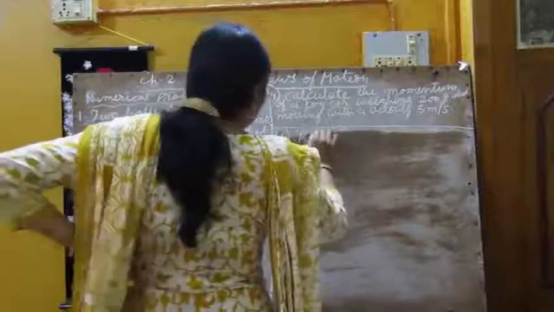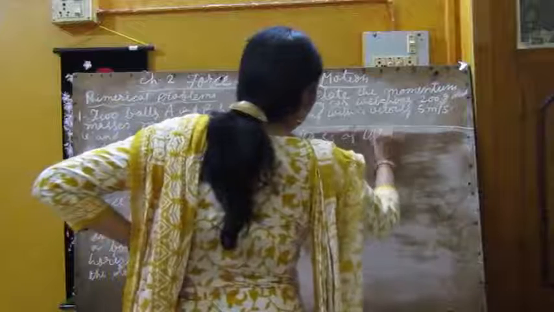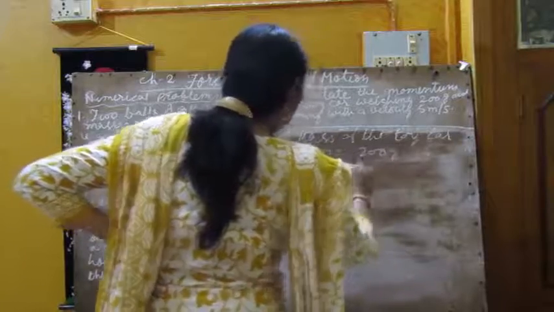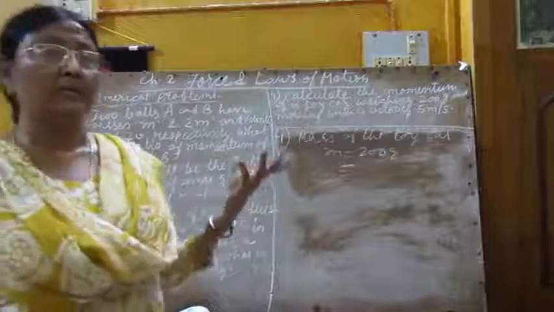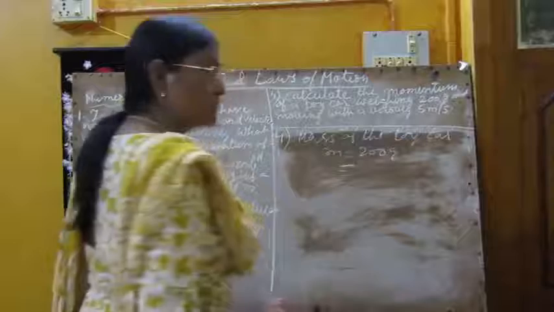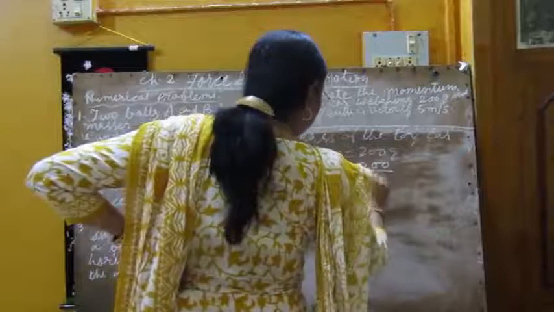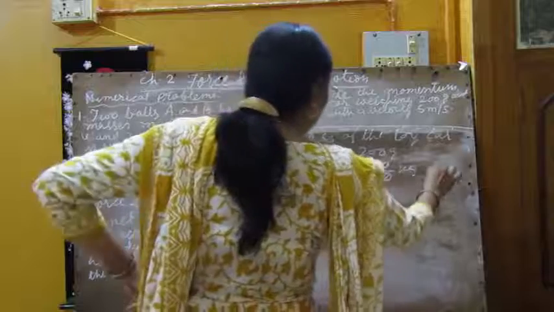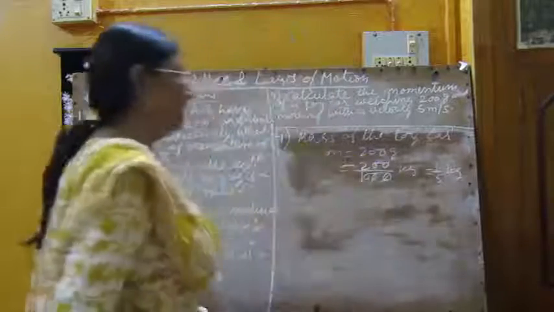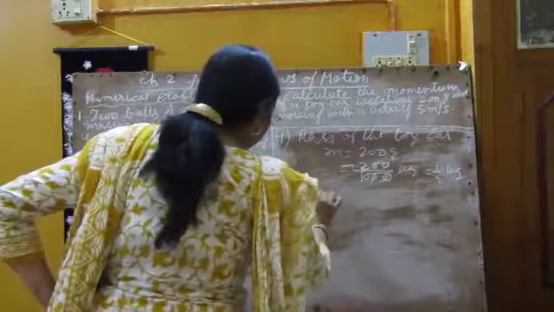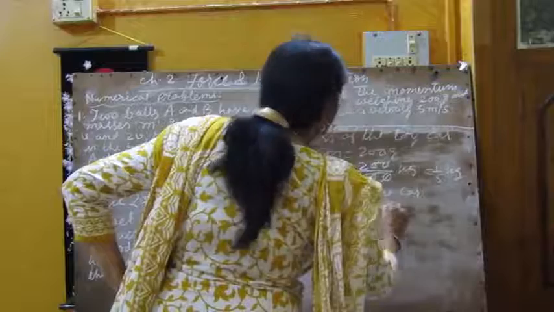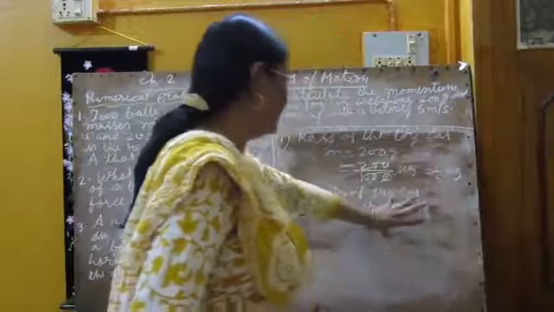Now, mass of the toy car, m equals to 200 gram. So 1 kg means 1000 gram. So I have to divide this by 1000 to make it kg, or two zeros gone, then 1 by 5 kg. Okay, 1 by 5 kg. The velocity of the car, v equals to what is written? 5 meter per second. Okay, so the mass I have got, the velocity I have got.